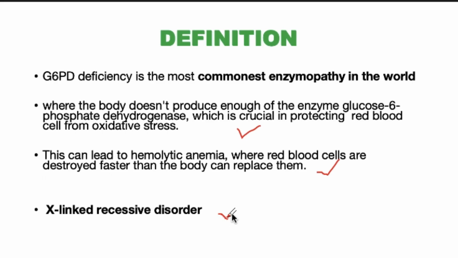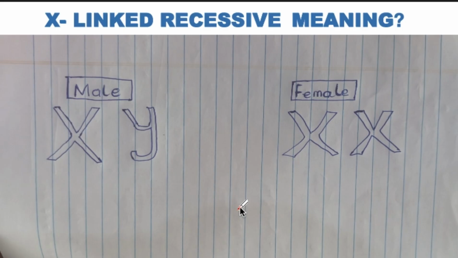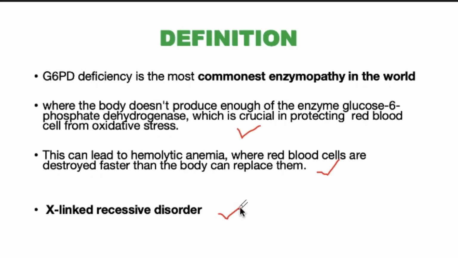G6PD deficiency is an X-linked recessive disorder. X-linked implies that it is a genetic condition caused by a mutation in a gene on the X chromosome. Recessive means that the disorder only appears when there is no normal copy of the X gene to compensate for the faulty X gene.